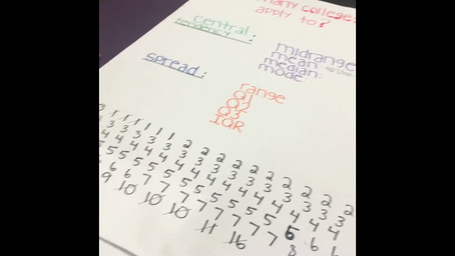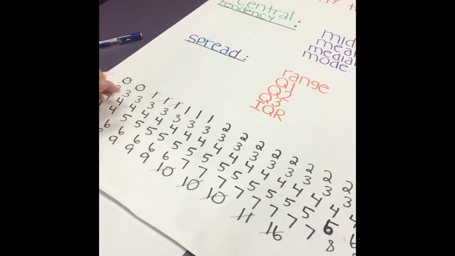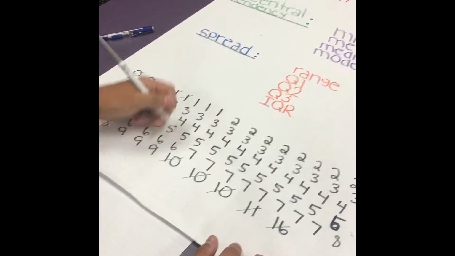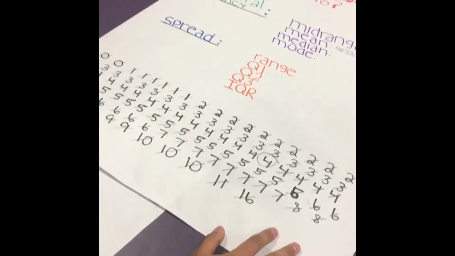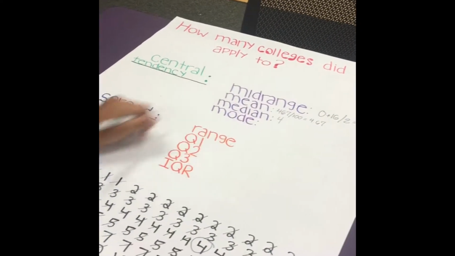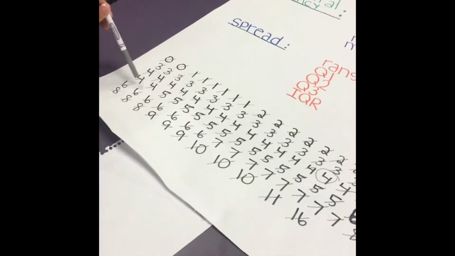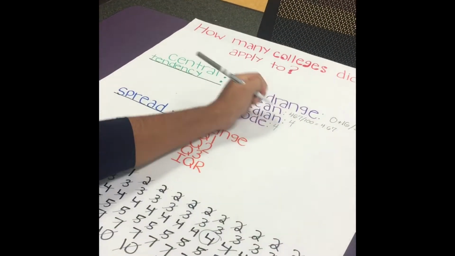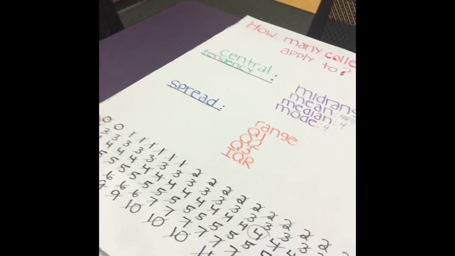To find the median, you're going to take the lowest value and the highest value and keep crossing them off until you get the very middle. So when you cross out all the numbers, you find that the middle number is 4, which equals the median. To find the mode, you find the most reoccurring number in the data set, which would also be 4. And there you have it.